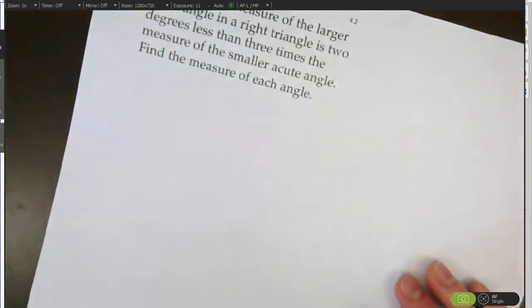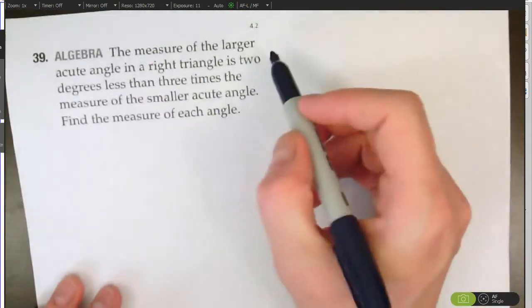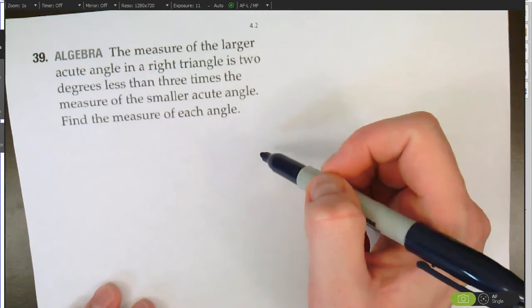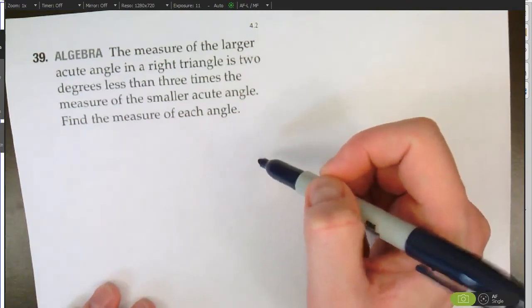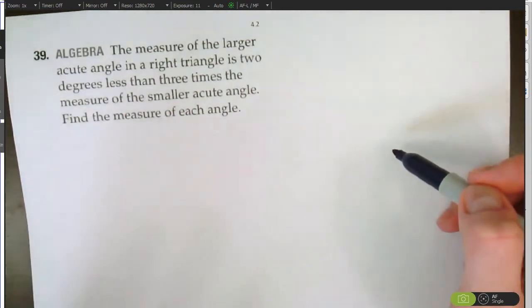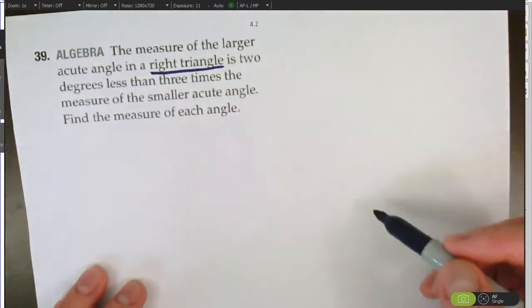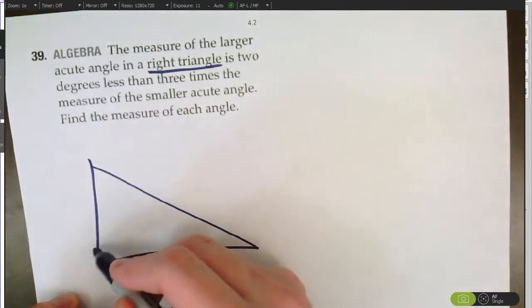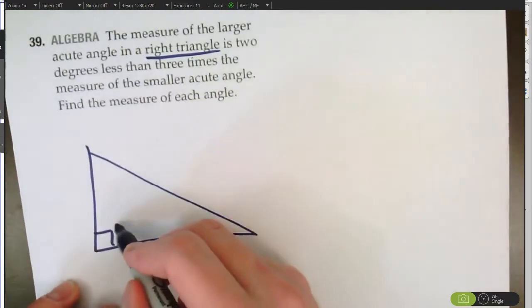Number 39. The measure of the larger acute angle in a right triangle is 2 degrees less than 3 times the measure of the smaller acute angle. Find the measure of each angle. First of all, we have a right triangle. If I just draw this out, we know this angle is 90, so the third angle is 90.